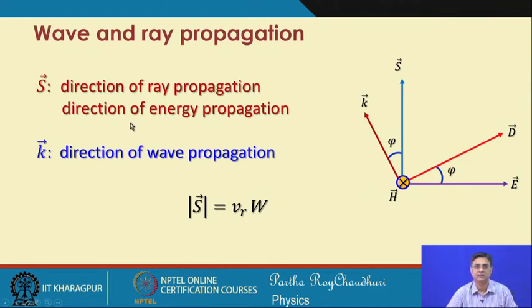This S represents the direction of the ray propagation, and we have seen in the earlier discussion, while talking about the Poynting vector, that it is that vector along which the energy propagates. So, the ray propagation and energy propagation take place along the Poynting vector direction, whereas the k vector tells you about the direction of propagation of the electromagnetic wave, and this Poynting vector is related to the energy density by this equation, that the modulus of S is equal to the ray velocity multiplied by the energy density.